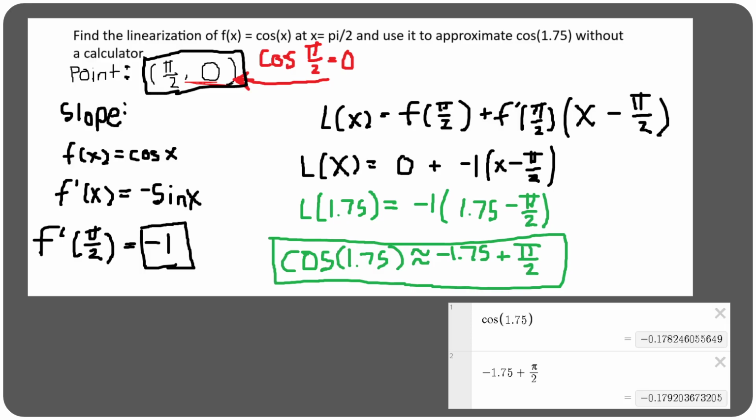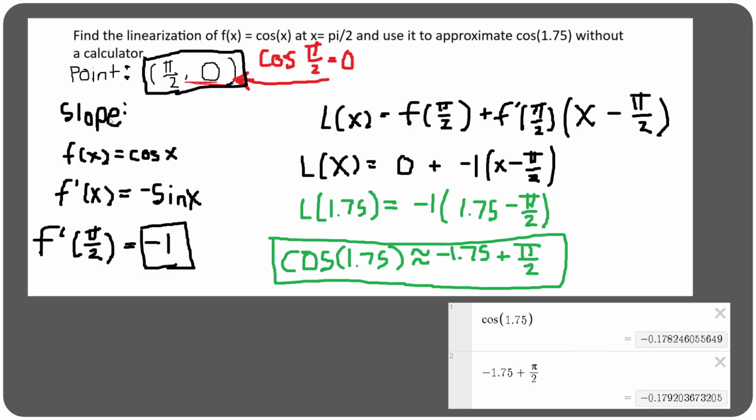So finding the point is really easy. You're given in the problem that x equals pi halves and that you want to linearize that part. So we know that x is equal to pi over 2 and that our function f of x is equal to cosine of x. Literally just plug pi over 2 into cosine, and you find your point is at x equals pi over 2, y equals 0.